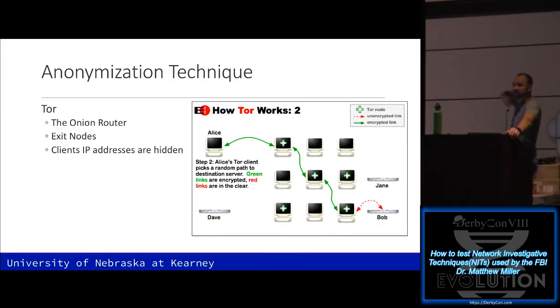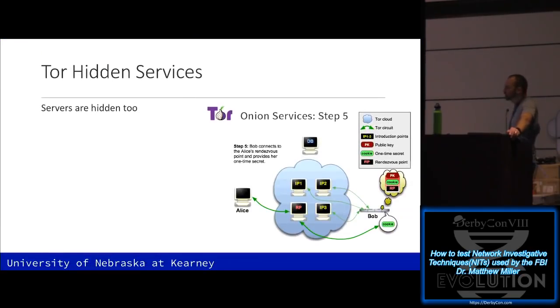And again, some of the basics. Here we have Tor. Tor makes it so that a web server doesn't know who its clients are. It doesn't know their IP addresses. So that is one level of anonymization.